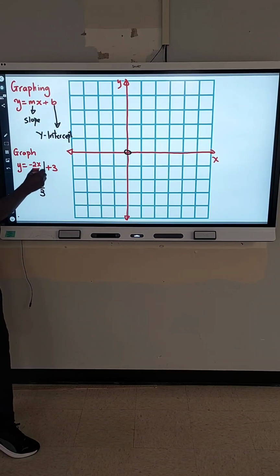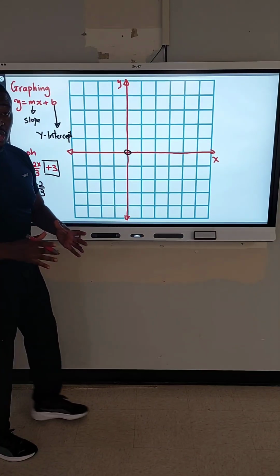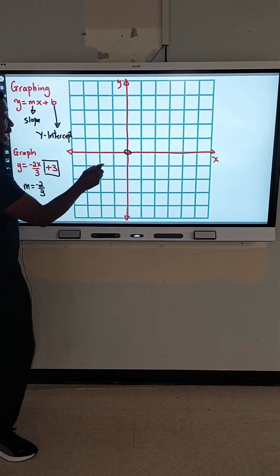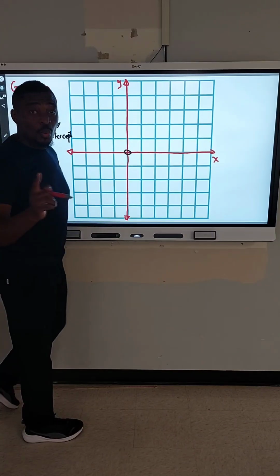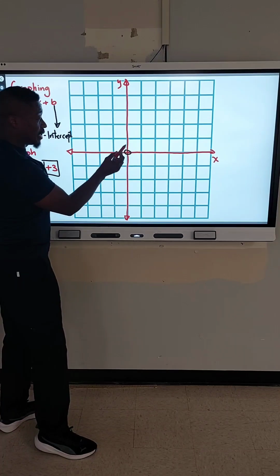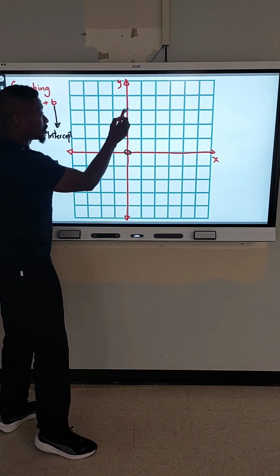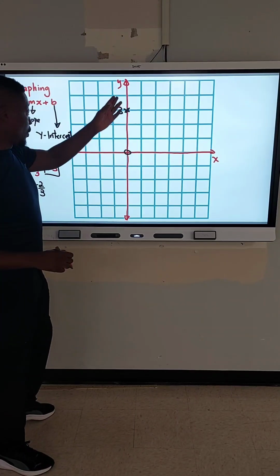But where do we start? We will start at positive 3, which is the y-intercept. So the y-intercept occurs on the y-axis. I will go to the y-axis. My graph doesn't have numbers, so I'm going to use 1 square to represent 1 unit. So this is the origin. I start by plotting a point at positive 3 on the y-axis.